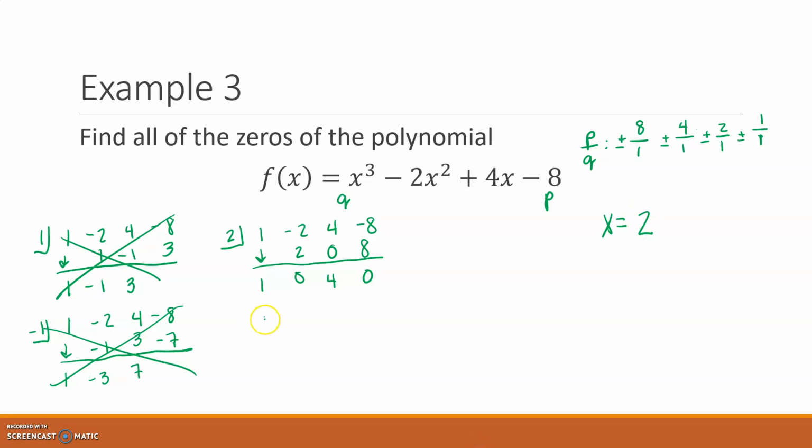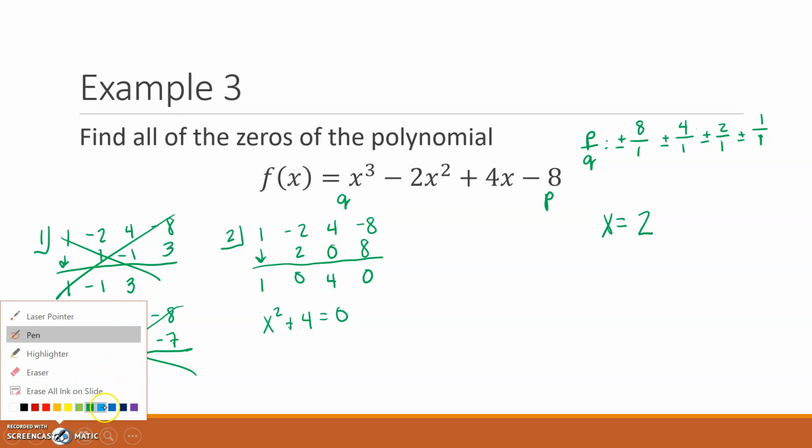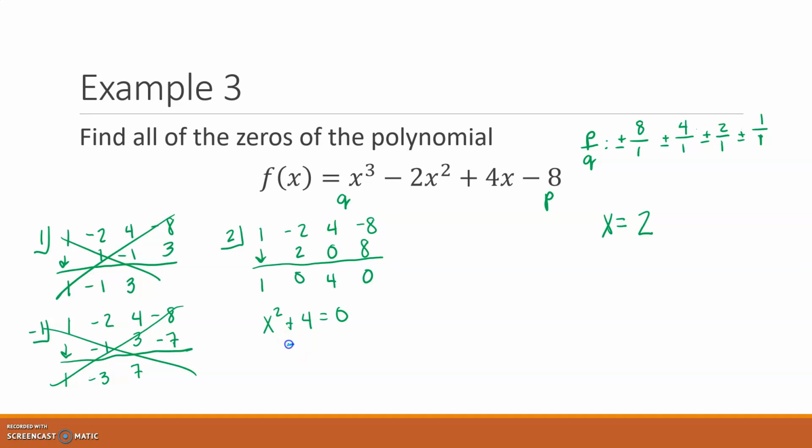If I write my polynomial, I'd get x squared plus 4 equals 0. And then when I go to solve that, what would be the final two zeros of the polynomial? I could use the square root method because I don't have an x term. I have an x squared, but not just x. So I could subtract 4 from both sides. x squared equals -4, square root, x would equal plus or minus 2i. So my other answers would be plus or minus 2i. And I have all three solutions that I was told that I needed.